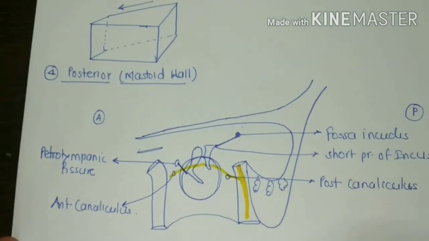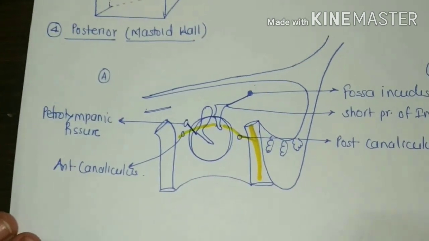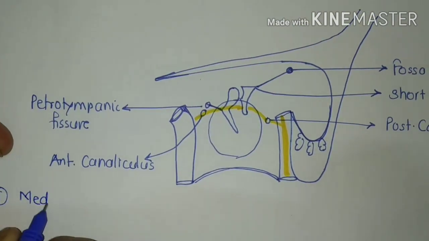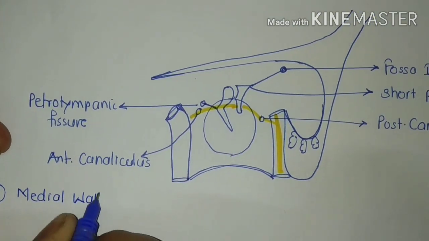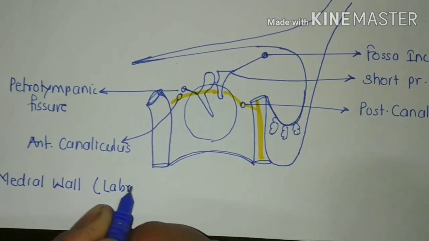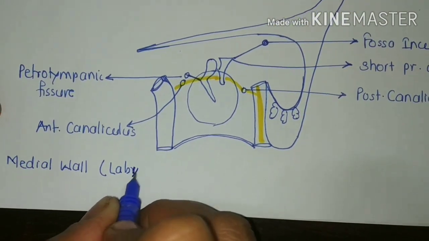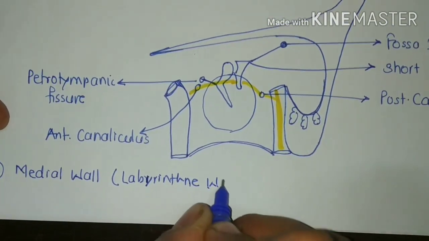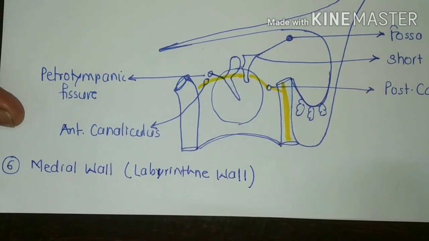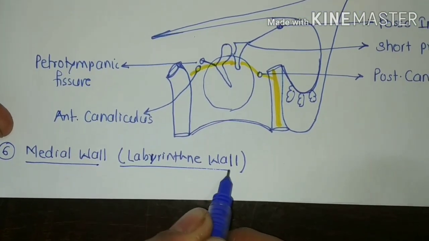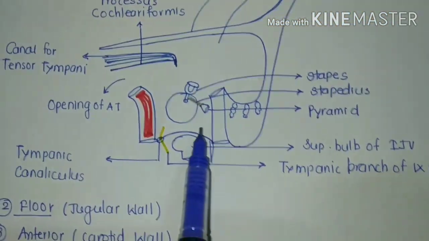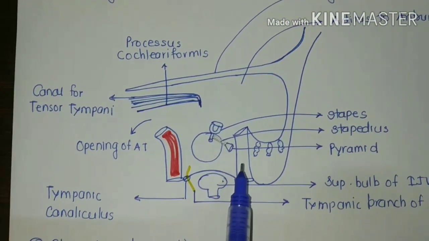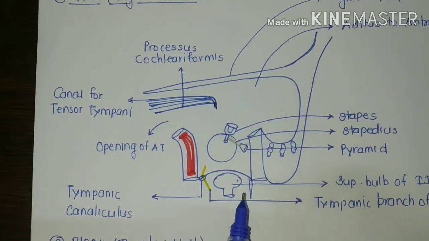Clear? So this is about the lateral or membranous wall. Now coming to the last wall, that is the medial wall. The medial wall is also called the labyrinthine wall. Okay. Now for the medial wall, we will go to this diagram showing the view of the medial wall. The medial wall shows numerous features. We will go through all the features one by one.